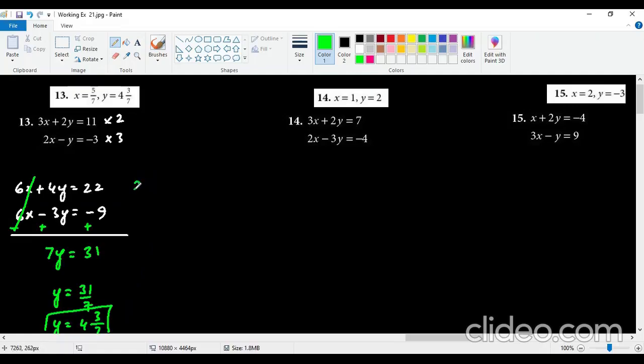I can say 2x minus y equals negative 3. That means I will use the value of y. So 2x minus the value of y, which is 31 over 7, equals negative 3. Now I will say this is 2x minus 31 over 7. So on the other side it will go and become positive. So 2x will be equal to negative 3 plus 31 over 7.